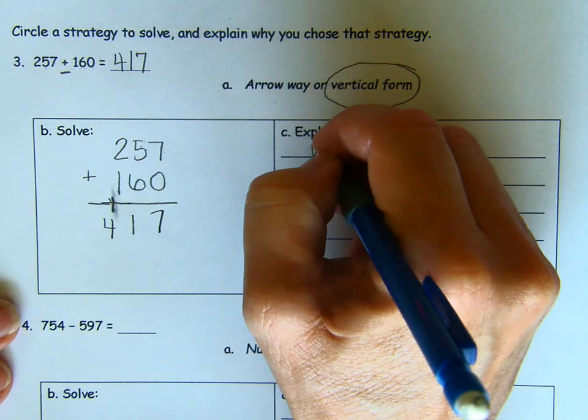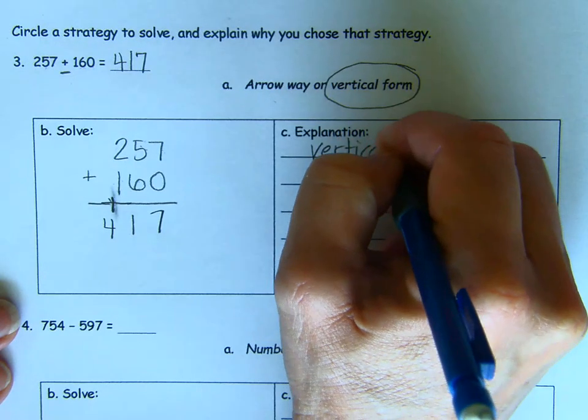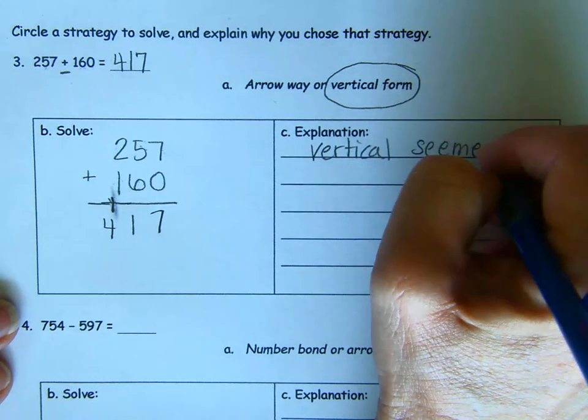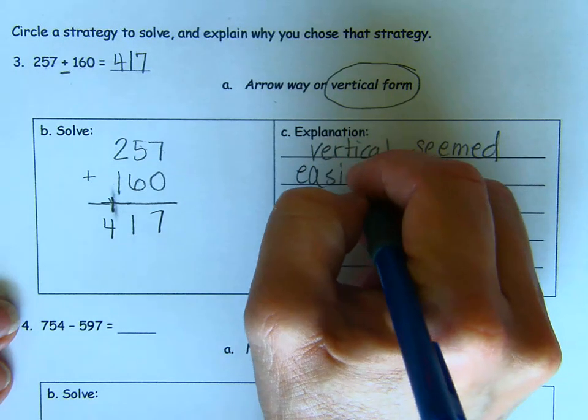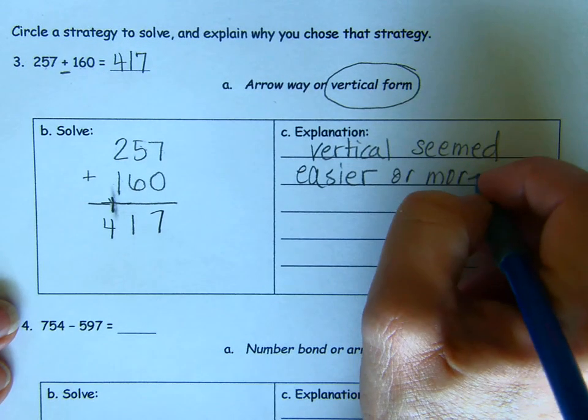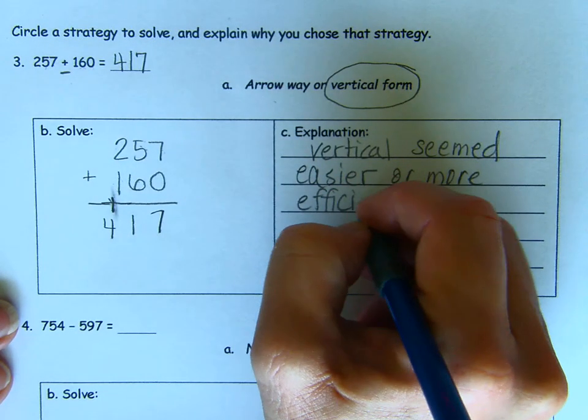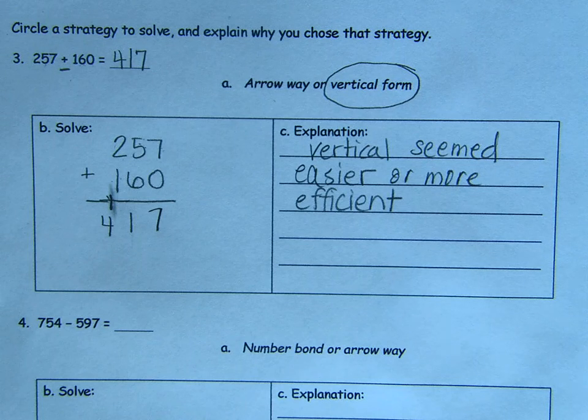So for me, vertical form seemed easier or more efficient than trying to do the arrow way. It's okay if you disagree. It's okay if you did the arrow way. What we want to know is, did we get the same answer? There are so many ways to get there. If you did the arrow way, you might not have even added it the same way I would. Let's go ahead and move on to 4.